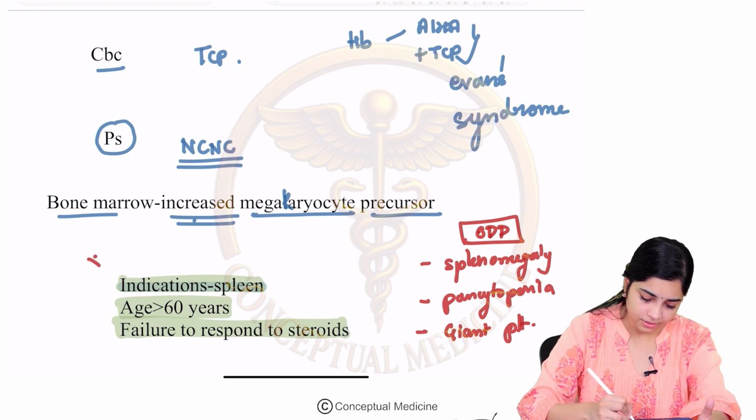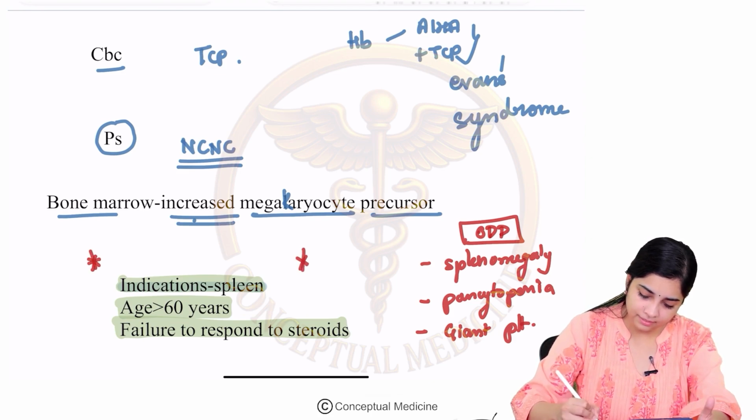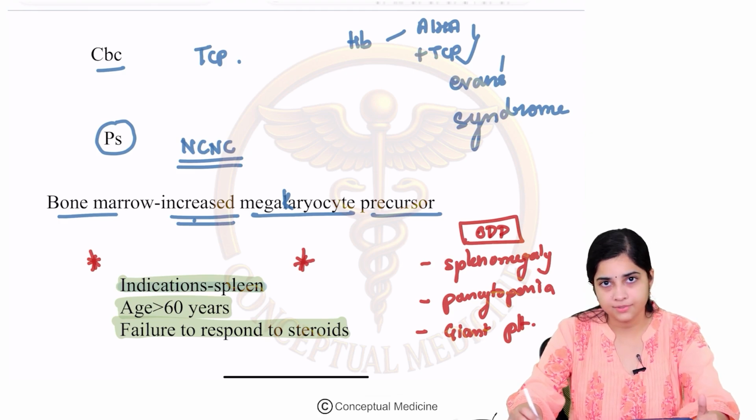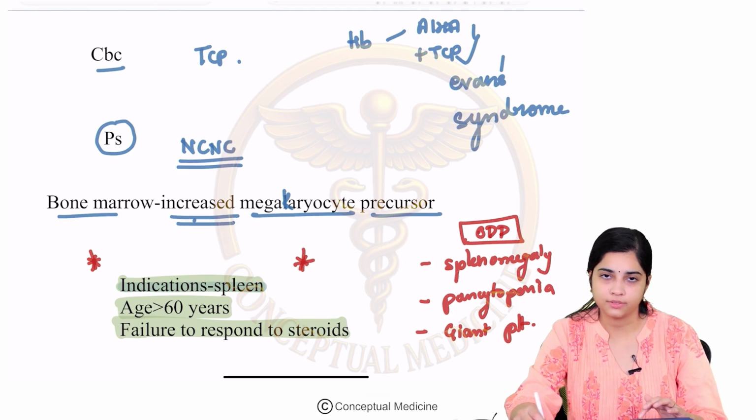And very, very important, always remember there are three major indications for bone marrow examination in ITP, which includes the presence of a spleen, age more than 60 years, and failure to respond to steroids.